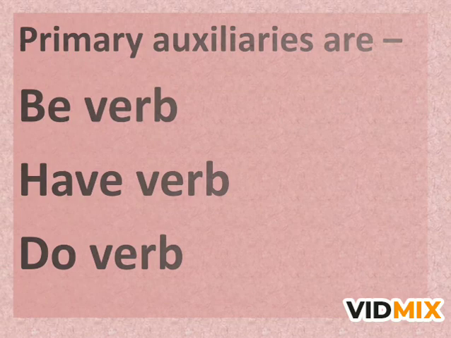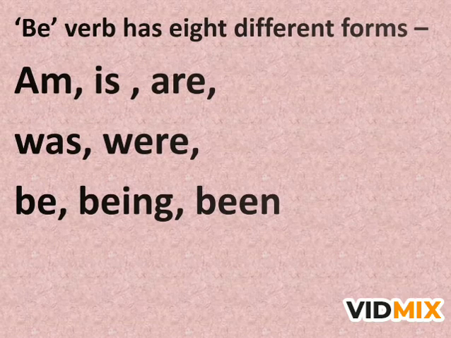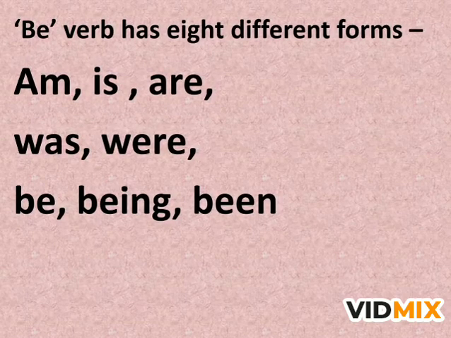First, we will learn about be. Be has 8 different forms: am, is, are, was, were, be, being, been.